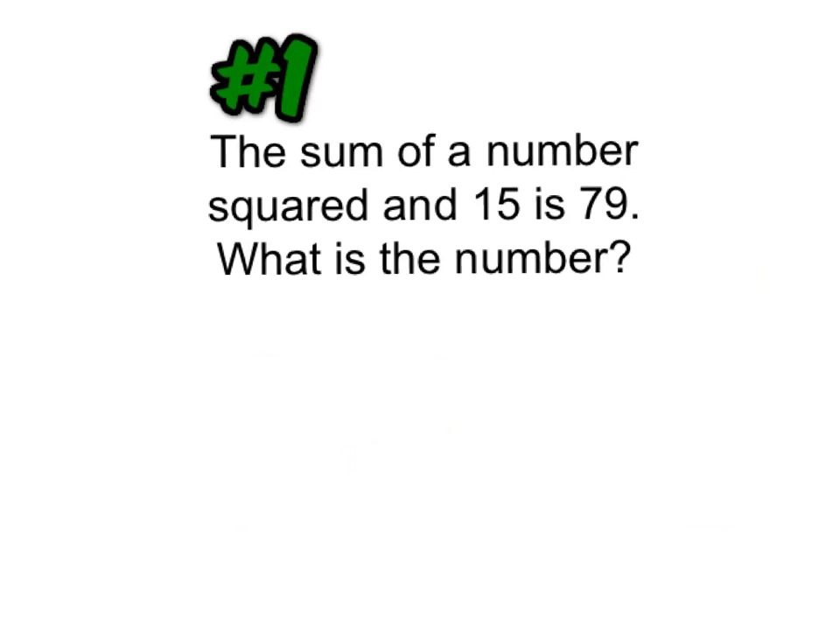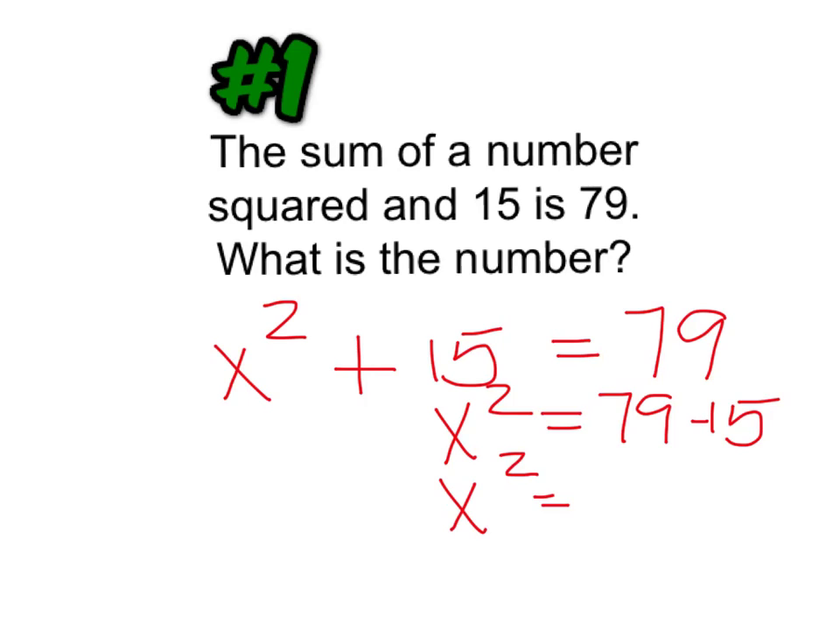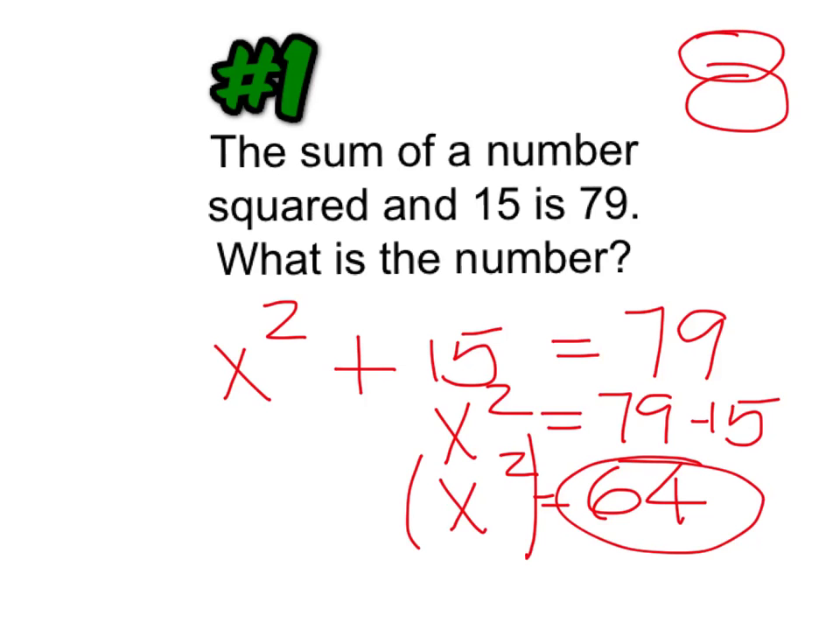The solution here, the sum of a number squared and 15 is 79. Move the 15 to the right, do the opposite, and you come out with 64. The step you must do to solve this is, if you have a squared x here, then you find the square root of this one, and the answer is 8.